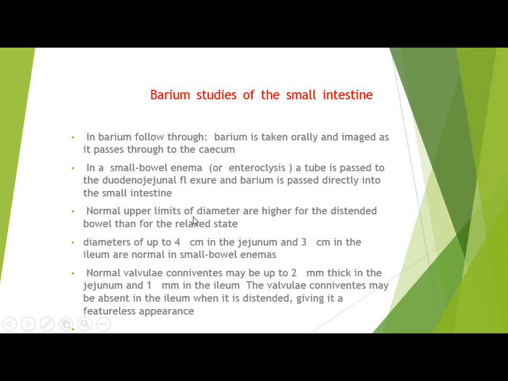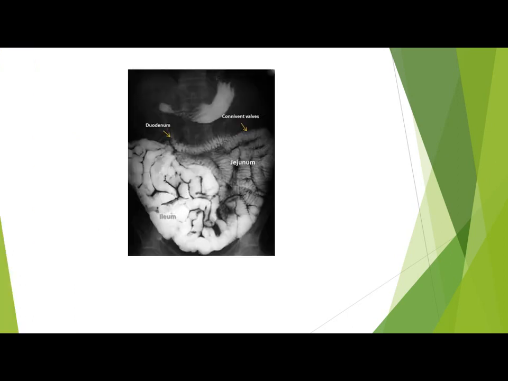Normal upper limits of diameter are higher for the distended bowel than the relaxed state. A diameter of up to 5 centimeters in the jejunum and 3 centimeters in the ileum is normal in small bowel enemas. Normal valvulae conniventes may be up to 2 millimeters thick in the jejunum and 1 millimeter thick in the ileum. And maybe the valvulae conniventes are absent in the ileum, regarded as a featureless appearance. This is the valvulae conniventes.